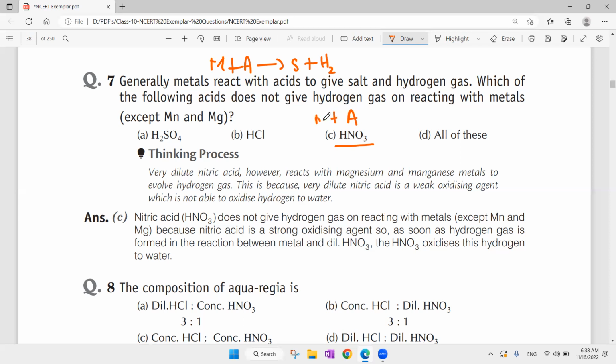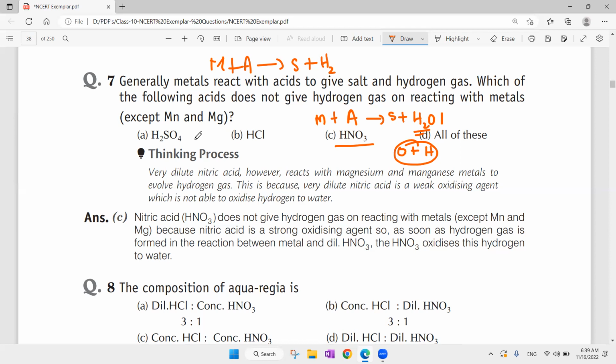If it is reacting with metal, it produces salt plus H2O, right? H2O it will produce. Why? Because nitric acid is a strong oxidizing agent. So it produces oxygen. Because of the oxidizing agent, it produces oxygen. And at the same time, when metal is reacting with acid, it produces hydrogen gas. Oxygen plus hydrogen will combine together to form water.